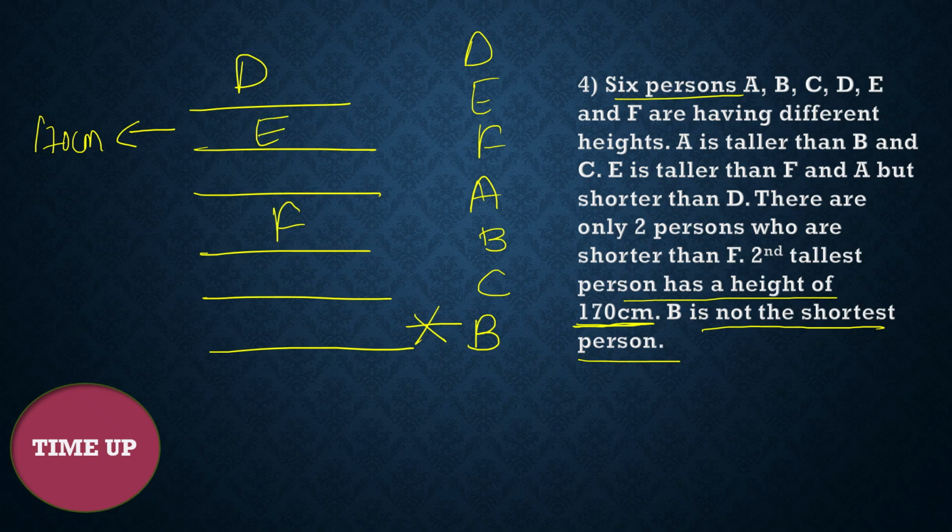E is taller than F and A, but shorter than D. Correct? Then A is taller than B and C, they have said. So I will place A here. B is not the shortest, so B will be placed here and last will be C. This is the arrangement you should get after solving the question.